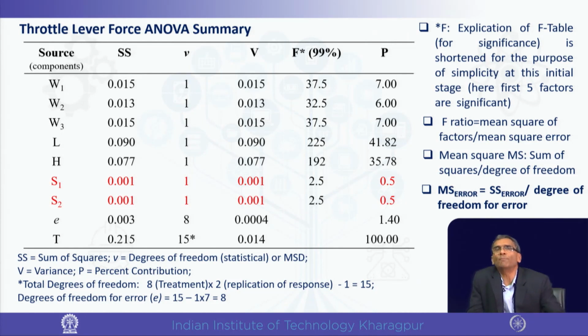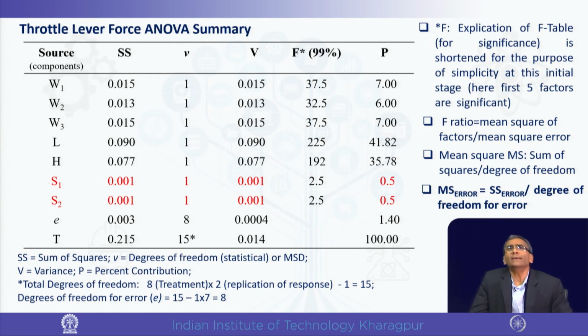This looks a bit complicated, but do not worry, it is not really so, because I have already explained all these things and the background theories are given. Here, as I said, these are three washers W1, W2, W3, lever, and casing. This, by mistake, is H, which should be C; we will make the corrections here, it is casing. So, whatever these values are, this.